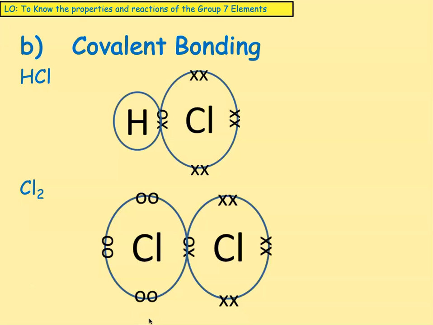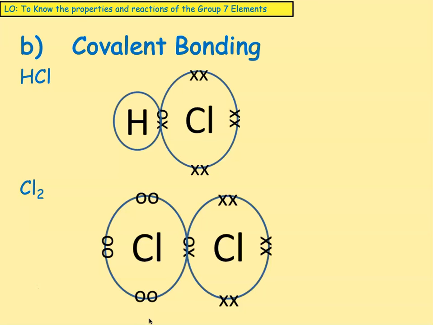Now here we have covalent bonding. Co meaning share, like cohabit, and valency being the outer shell. Okay, so they're sharing in their outer shell. So here we have hydrogen chloride, where the dot comes from the hydrogen and the crosses come from the chlorine. Right, so if you look around the chlorine, you have got 8 electrons in its outer shell. And if you look at the hydrogen, it's got 2. So they've both got full outer shells.